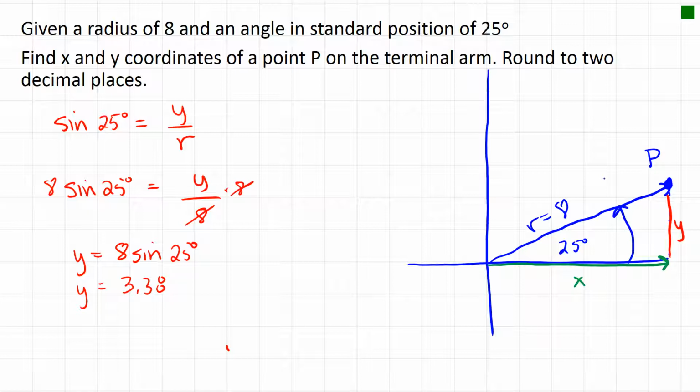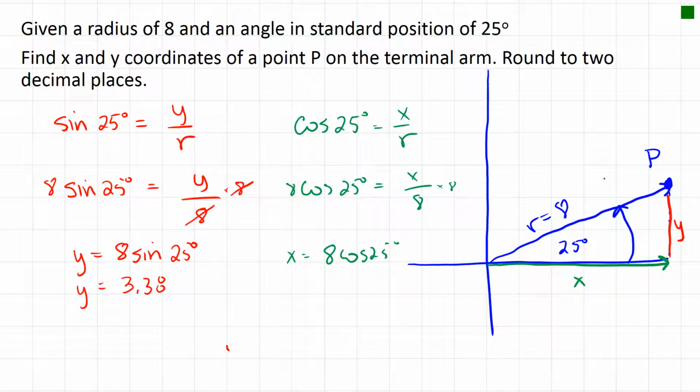Now to get the x, I'm going to use the cosine ratio. So the cosine of 25 degrees is x over r. So cosine of 25 is x over the radius, which is 8. And then multiply both sides by 8 again. And so I get x equals 8 cos 25 degrees. And entering that into your calculator, you should get an answer of x equals 7.25.